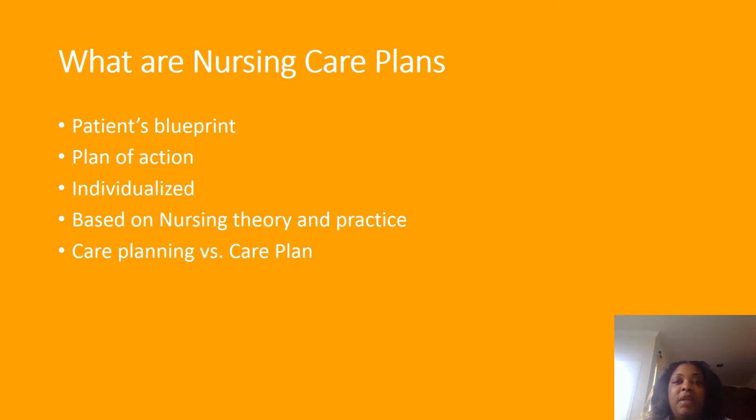What are nursing care plans? A nursing care plan is like a blueprint for providing patient care, or a plan of action for providing patient care. Not only that, but nursing care plans need to be individualized for that patient. Oftentimes one care plan may not work for every patient. You have to look at what that patient has going on, or they may respond differently to those interventions. So you constantly have to reassess a nursing care plan. That's why you want to make it individualized for a patient. Nursing care plans are also based on nursing theory.